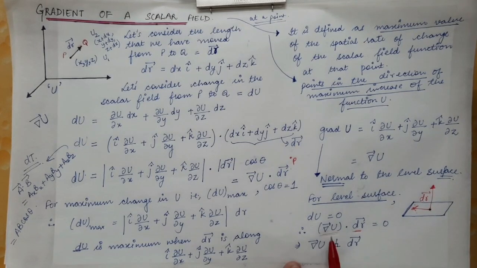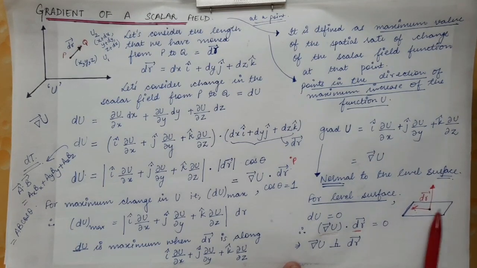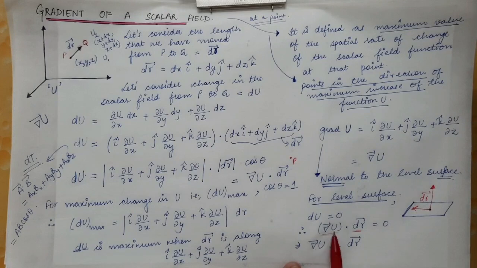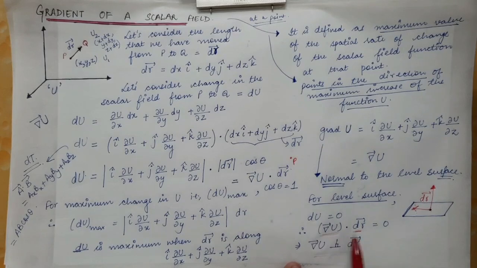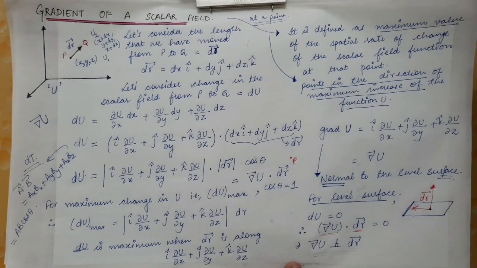This is how the direction of the gradient is perpendicular, because the left hand side will be equal to 0 only when the angle between these two vectors is equal to 90 degrees, and the dr vector is pointing in this direction, that is, it is in the plane of the level surface. So the gradient of u must be perpendicular to the plane of the level surface. Therefore the gradient of u is perpendicular to the level surface.